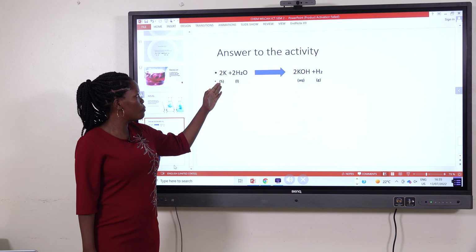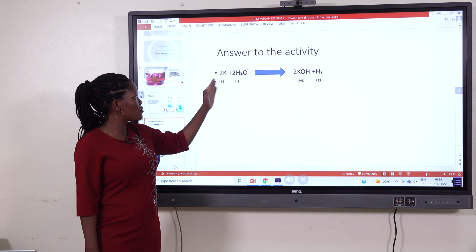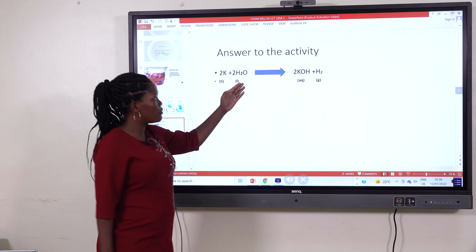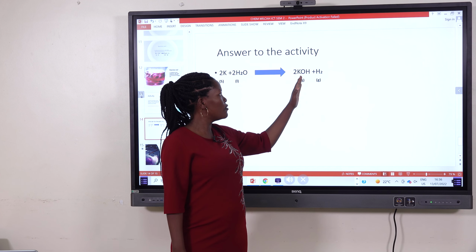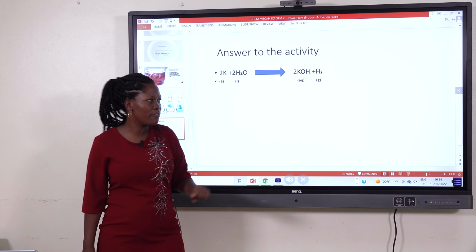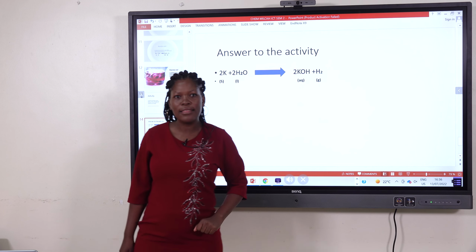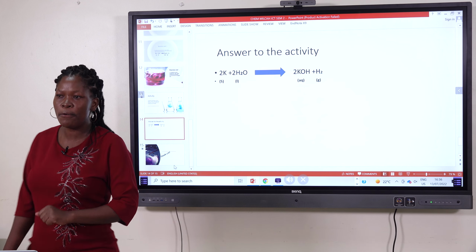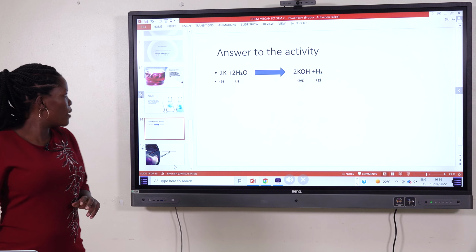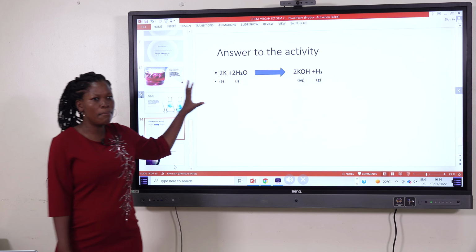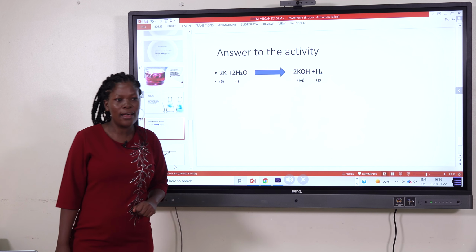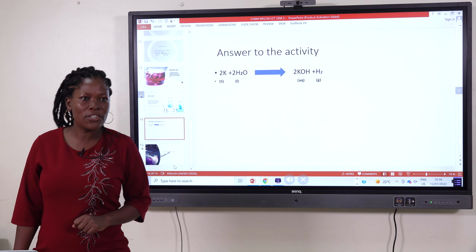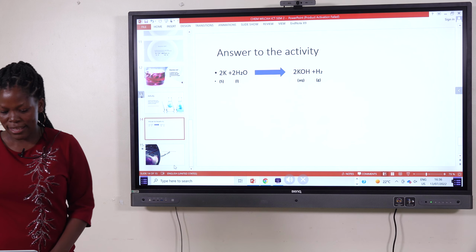It is good to put the states, like potassium is solid, water is liquid, potassium hydroxide exists as aqueous, and finally hydrogen as gas. That is how you can write the well-balanced equation for alkali metals when they react with water to give us metal hydroxide and hydrogen gas.